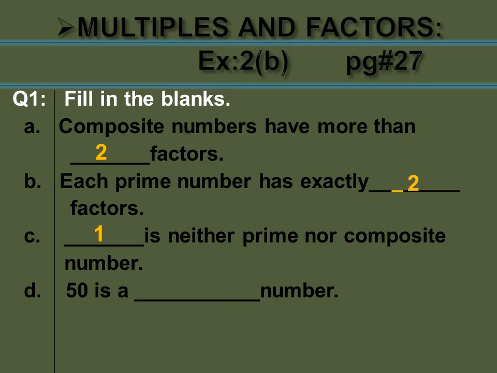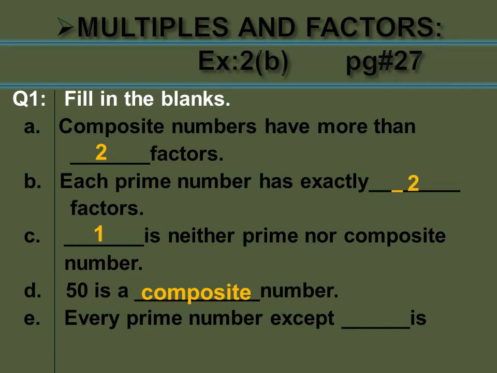50 is a dash number. For checking whether 50 is prime or composite, we will check its divisibility. 50 is completely divisible by 2, starting from 2. When we apply the divisibility rules, it is clear that 50 is completely divisible by 2. So it is a composite number.